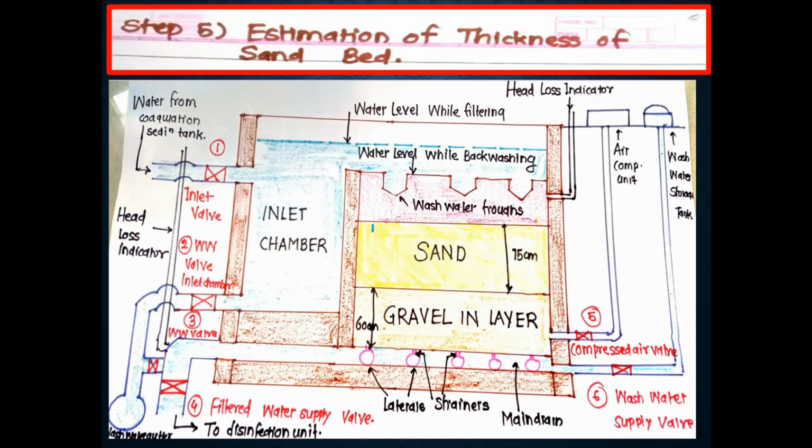Where is the sand bed? This is nothing but the sand, and this thickness we have to calculate. That is the thickness of sand bed. But how will we get the overall depth of the filter? By adding all the things: freeboard, water depth, wash water troughs depth, sand depth, and gravel depth. We get the overall depth of the filter after adding all these things. But first we will calculate the thickness of sand bed.